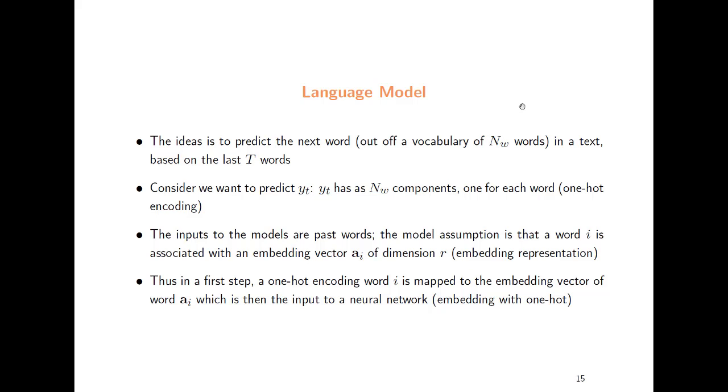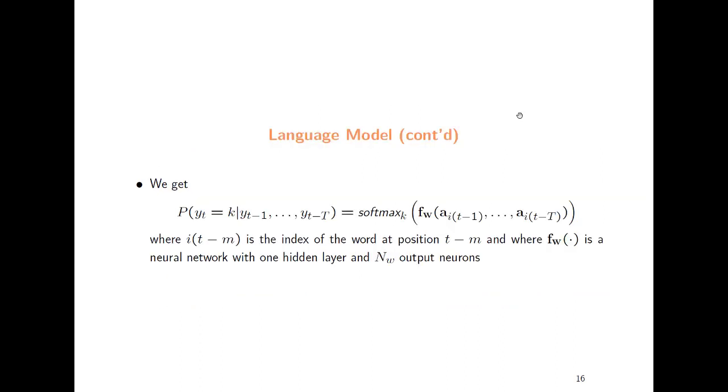Thus, in the first step, a one-hot encoded word i is mapped to the embedding vector of word A_i, which is then input to the neural network. And then the task is to predict the next word. And this is encoded as a softmax. So we have a softmax with N_W dimensions, and the prediction that the next word is word k is the softmax evaluated at k, and the input here is the predicted function.